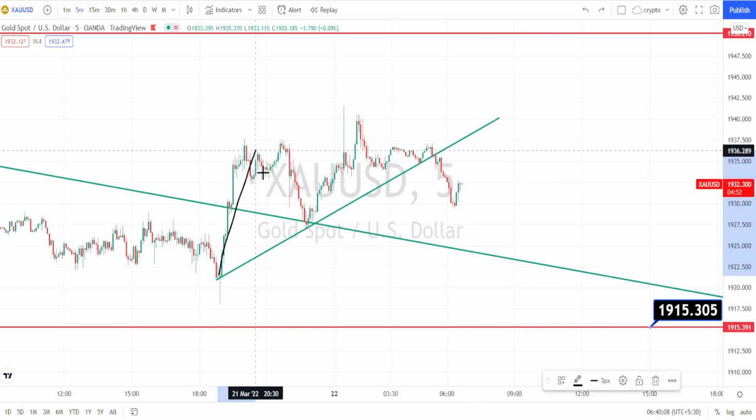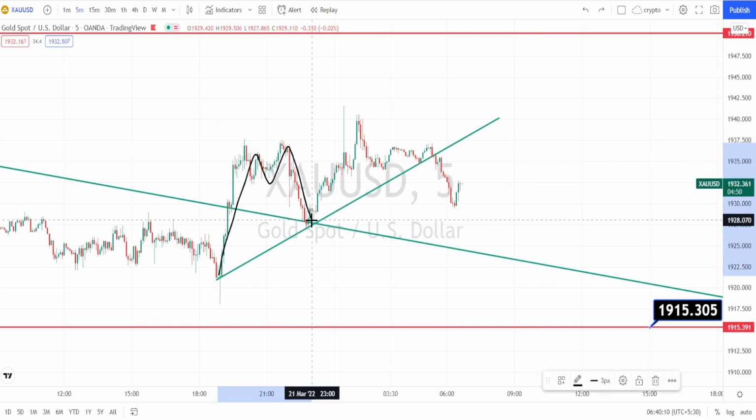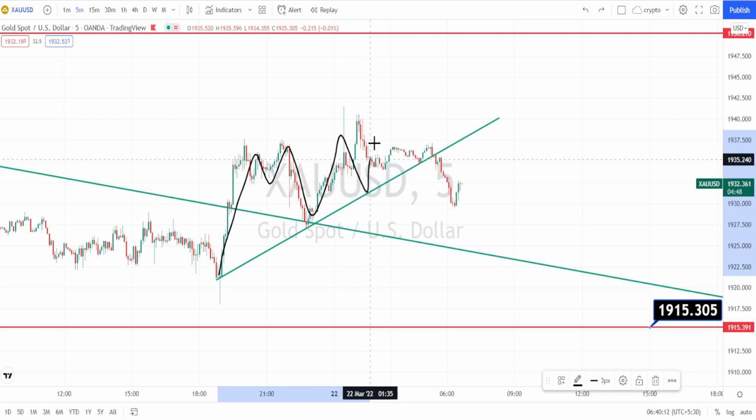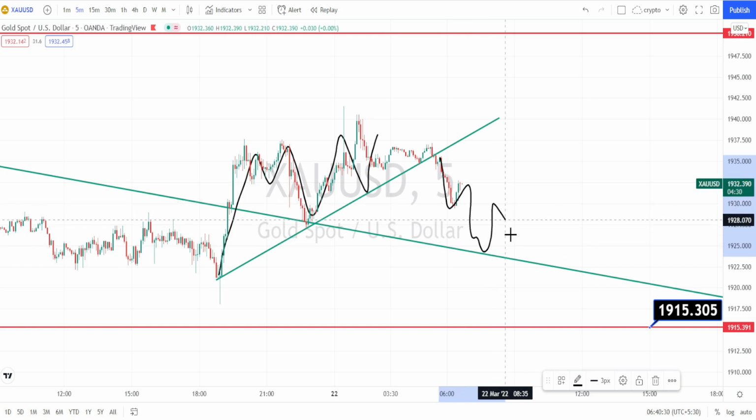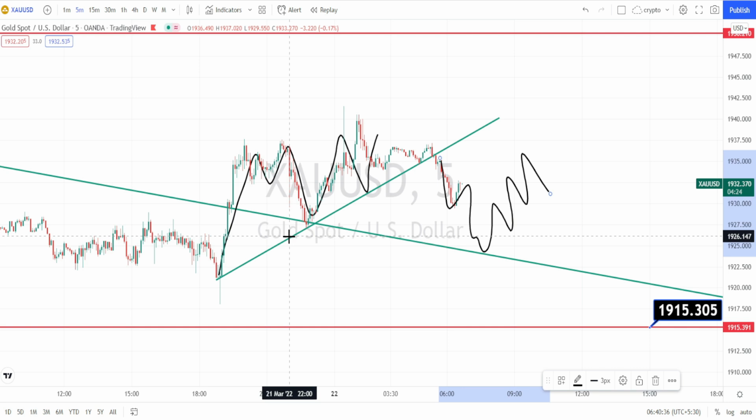We can expect multiple trends in lower time frames. Previously it was in a bullish trend. Currently it is in a bearish trend. Again we can expect it to make a trend reversal and go on a bullish trend. So the trends in lower time frames always change because it's a range bound market.